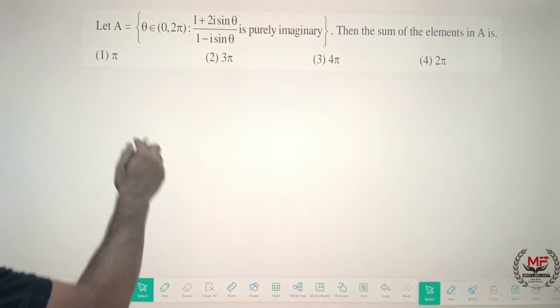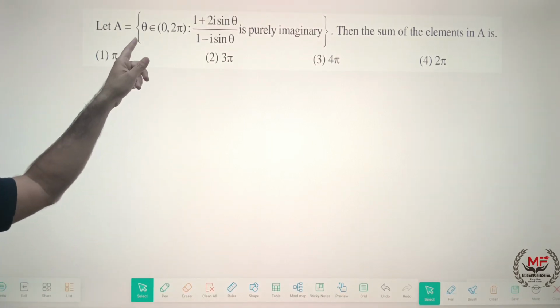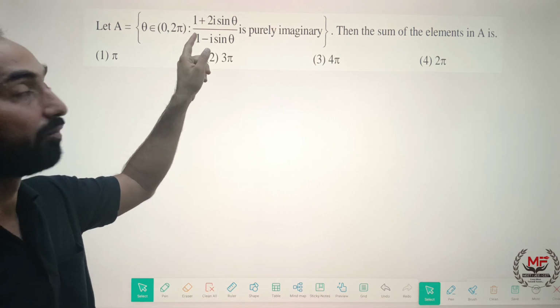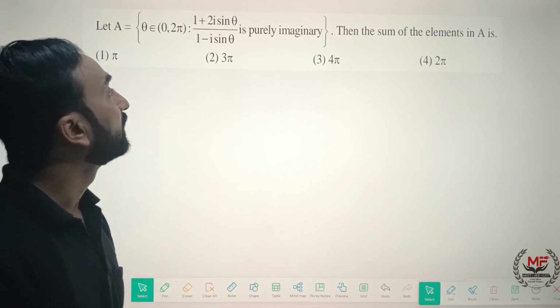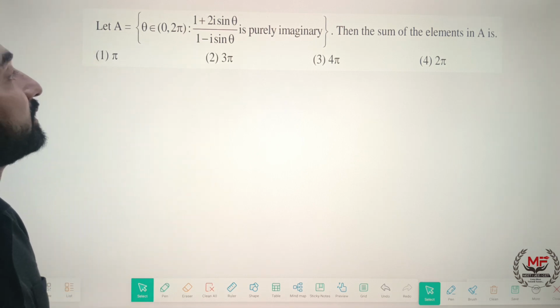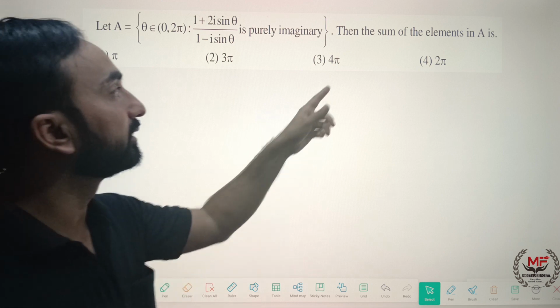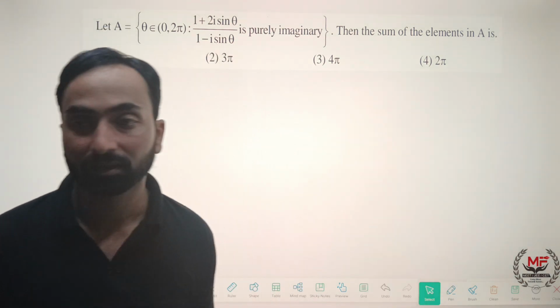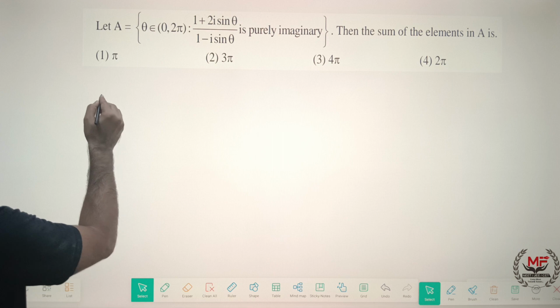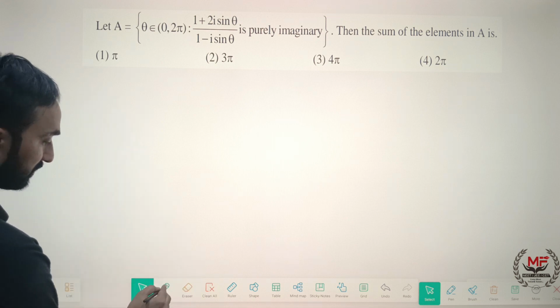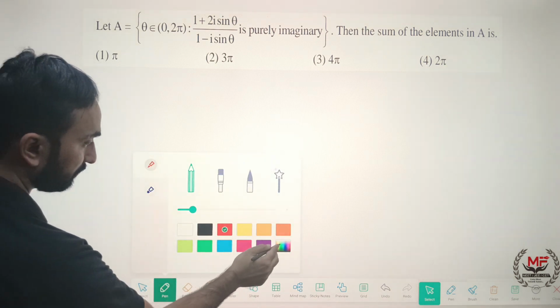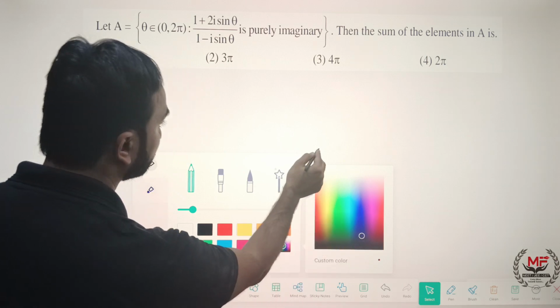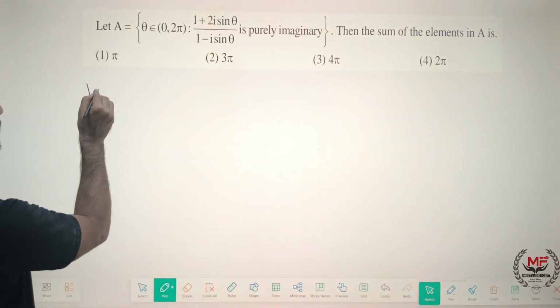So the next question is: let A be the set of theta belonging to 0 to pi such that (1 plus 2i sin theta) divided by (1 minus i sin theta) is purely imaginary. Then the sum of the elements in A is. So what we will do, we will write the equation first.